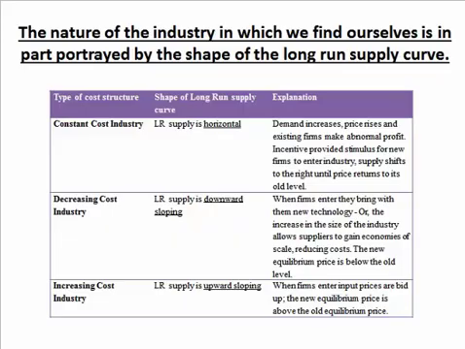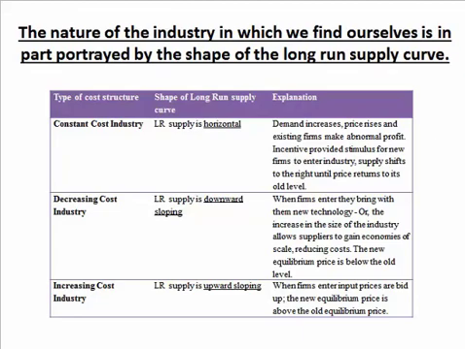The nature of the industry in which we find ourselves is in part portrayed by the shape of the long-run supply curve. The table in front of you reflects costs incurred in the industry and their impact on the long-run supply curve. We then get a brief explanation to the right stating why that has occurred.